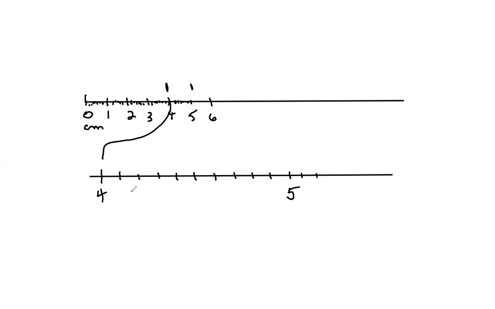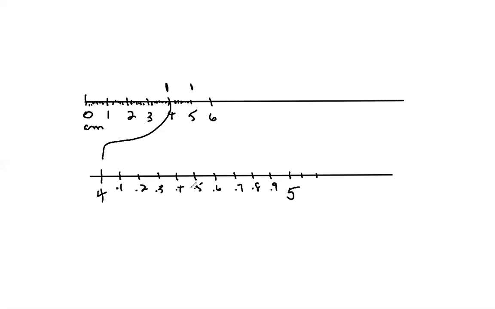So what we want to do is to figure out what each one of these calibration marks represents. If we're going from 4 to 5 and there's 10 spaces in between, then each one of these represents a tenth. So this would be 4.1, 4.2, 4.3, 4.4, 4.5, 4.6, 4.7, 4.8, 4.9, and then we have 5.0.